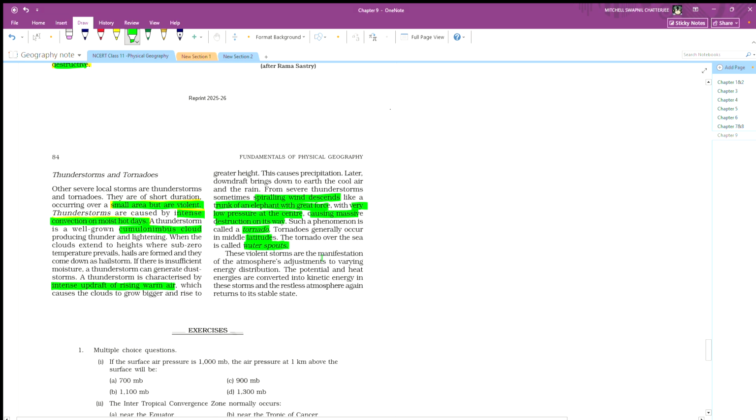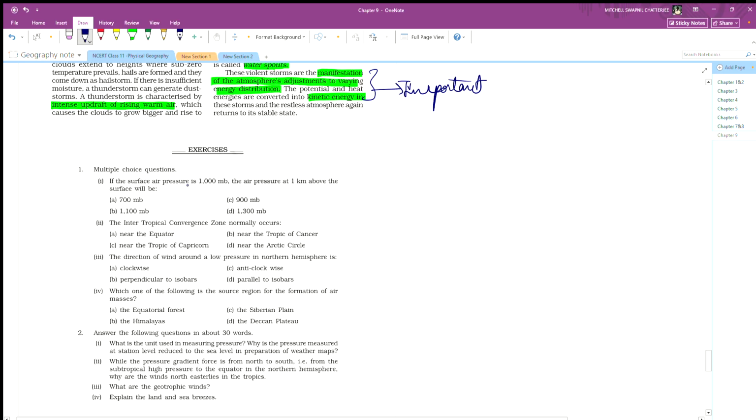The violent storms and thunderstorms are the manifestation of atmospheric adjustment to varying energy distribution. The potential and heat energy are converted into kinetic energy in these storms. This is a very important one. After these storms, the restless atmosphere returns to its stable state.